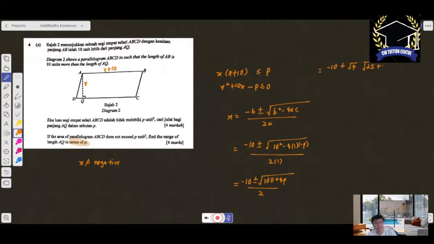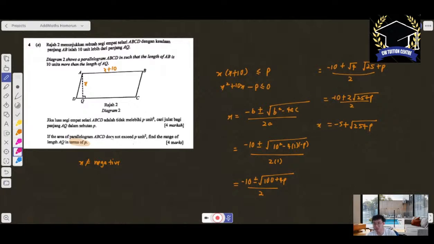Excuse me. And I will get something like that, divide by 2. So I simplify negative 10 plus 2 square root 25 plus P, over 2. And I divide by 2. Negative 5 plus square root 25 plus P. So this is my X.